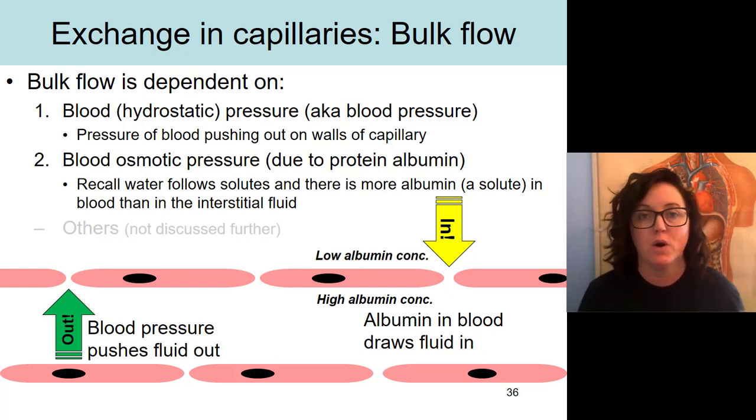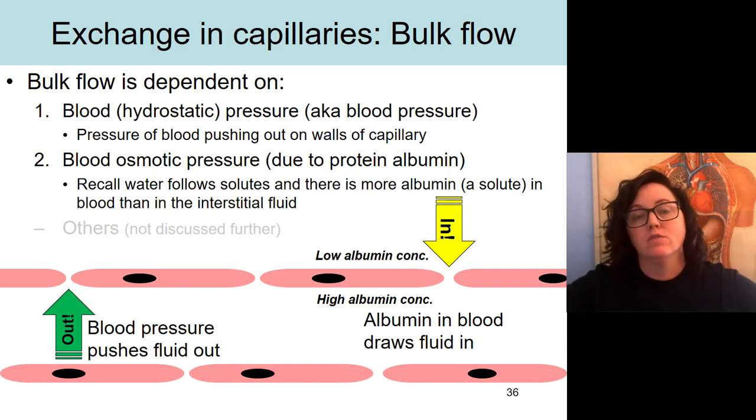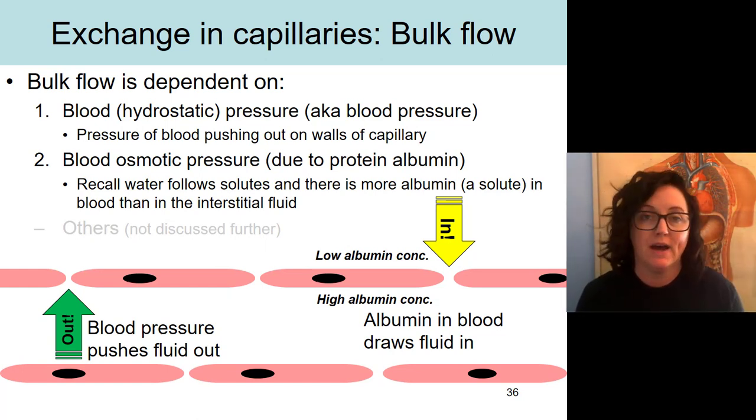So blood pressure or blood hydrostatic pressure is just the pressure that blood exerts pushing on the walls of the artery or capillary in this case. It's similar to the pressure that water would exert on the walls of a hose. This is an out pressure, so it's trying to push fluids and dissolved substances out of the capillary. The other pressure is blood osmotic pressure, and as the name suggests, it will involve the process of osmosis.